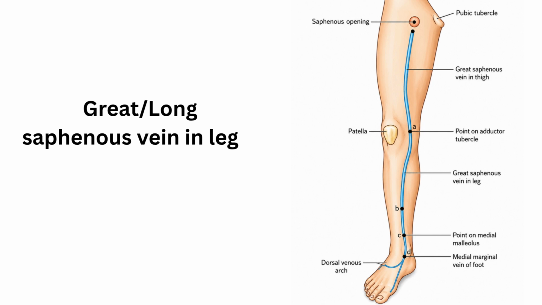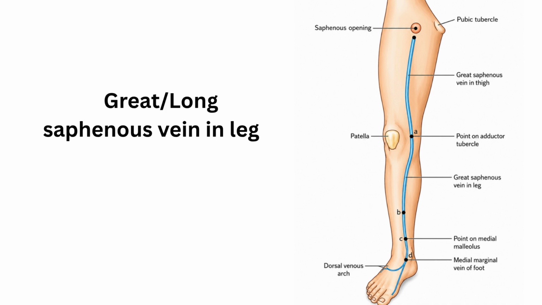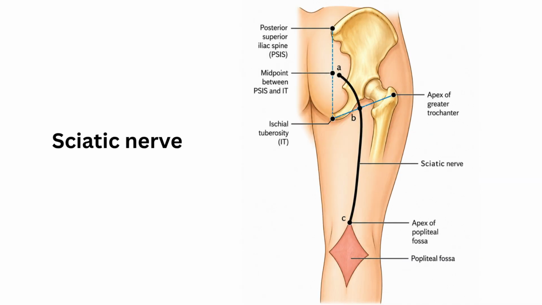For the surface marking of great saphenous vein in leg, on the adductor tubercle, put a point A. On the medial border of tibia at the junction of its upper two-thirds and lower one-third, put a point B. On the anterior surface of medial malleolus, put a point C. On the dorsum of foot, at the medial end of dorsal venous arch, put a point D. The line joining these points represents great saphenous vein in leg.